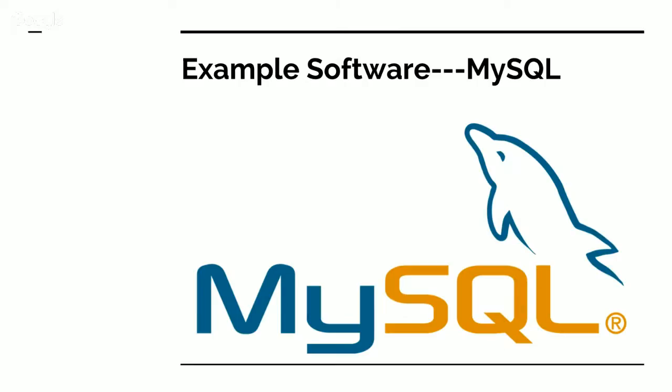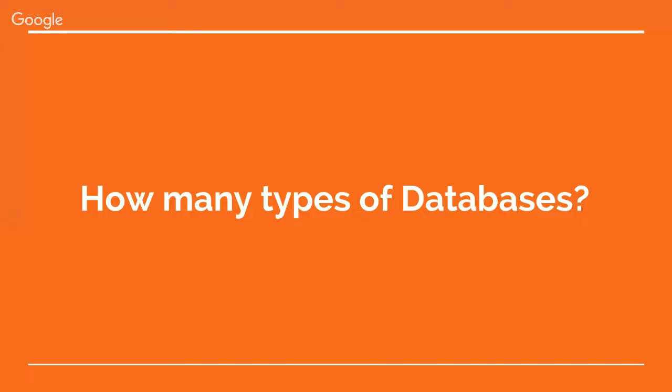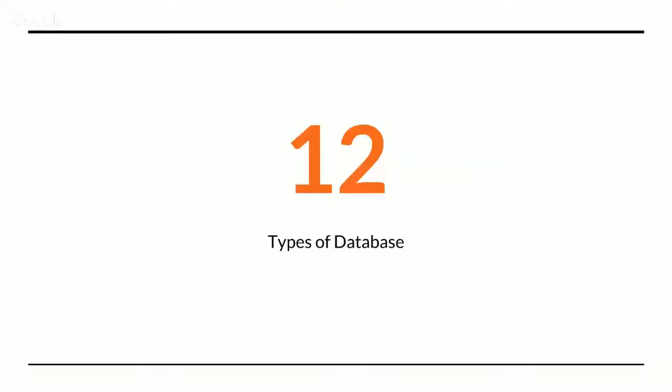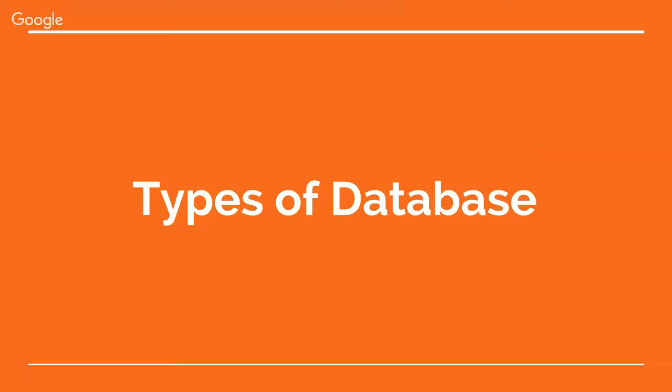There is a famous open source database called MySQL, which is used by many people and can be a good representative of the database. So, how many types of database are there now? There are 12 database types, and I will talk about them.